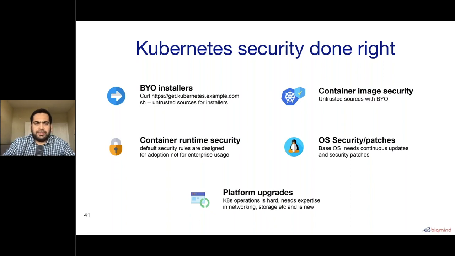The problem with this is most of the installers that you have are not really checked for security vulnerabilities most of the time. The images that come along with these installations are untrusted, and they're not really looked after for vulnerabilities frequently. I wouldn't say it is zero, but it's not a common practice for these installers to look after vulnerabilities. And when you are configuring your first Kubernetes cluster, the security rules that come along with these installers are more designed towards adoption, not really for enterprise usage.